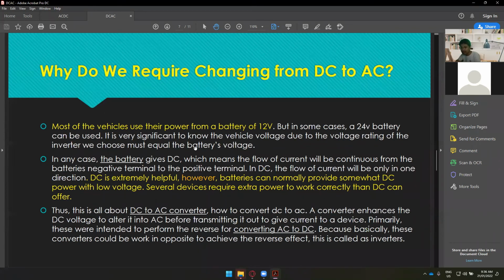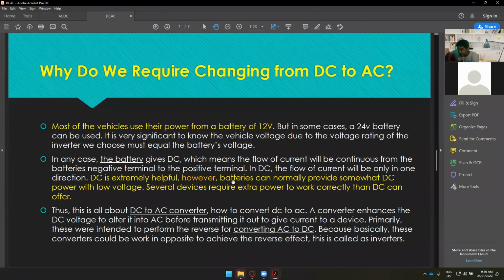So going back here, most vehicles get their power from a 12 volt battery, but in some cases a 24 volt battery can also be used. It is very significant to know the vehicle voltage, because the voltage rating of the inverter we choose must equal the battery's voltage. In any case, the battery gives DC, which means the flow of current is continuous from the battery's negative terminal to the positive terminal. So in DC, the current flows in only one direction. Thus, DC is extremely helpful.